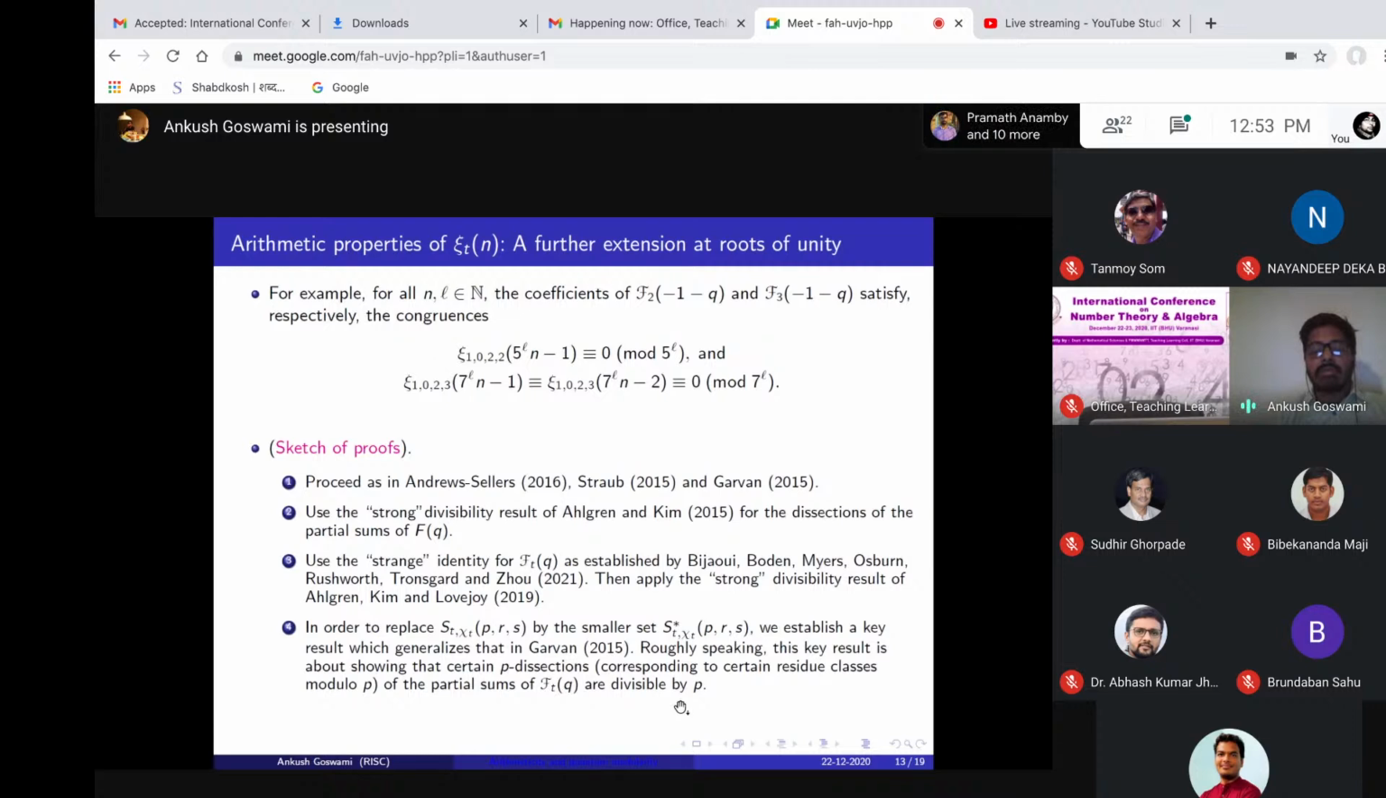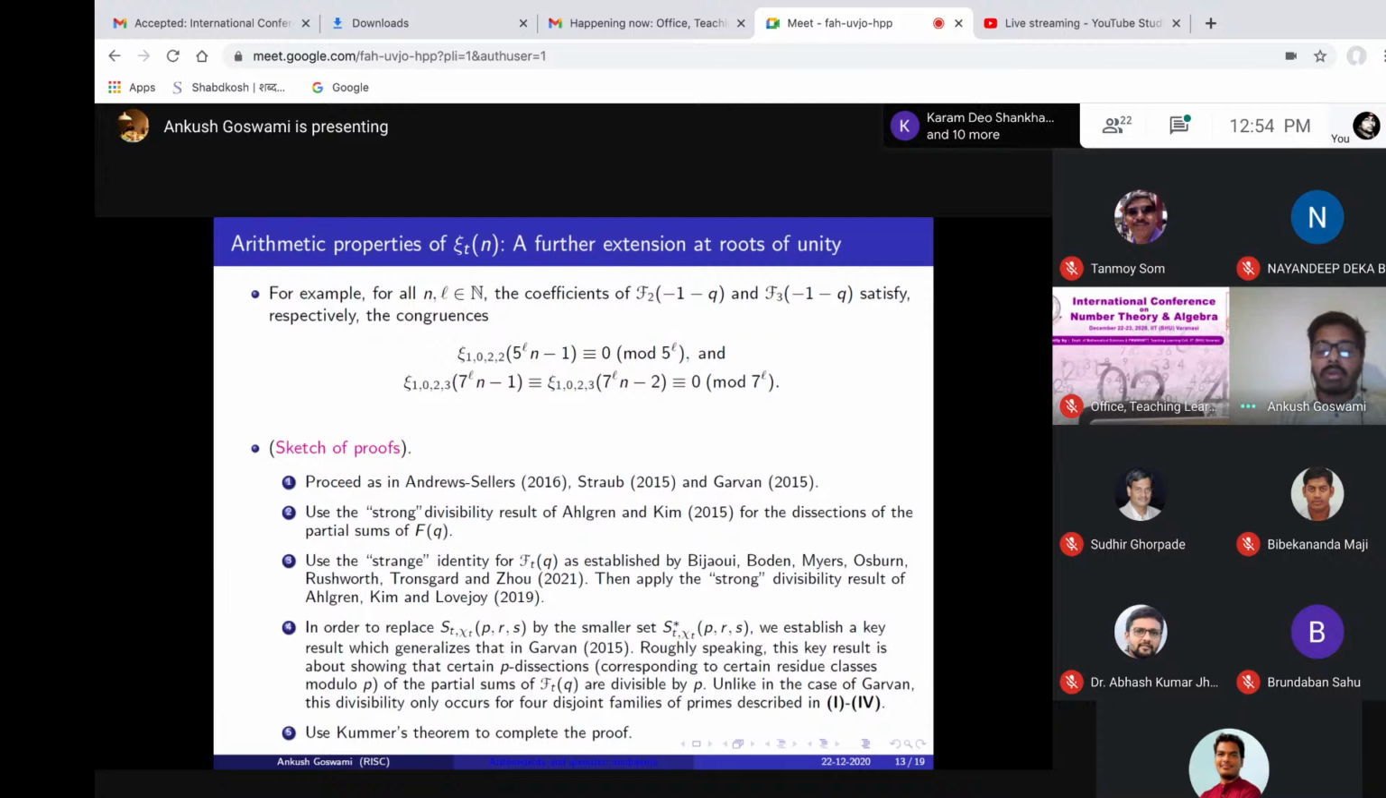And then, as I said earlier, unlike in the case of Garvin, this divisibility only occurs for four disjoint families of primes, which are described in 1 to 4. This is because T is bigger than or equal to 2; you get these four families of primes. So when T is 1, as I said, the union actually gives you the set of all primes. And then finally, you have to use Kummer's theorem to complete the proof. So Kummer's theorem is about the p-adic valuation of the binomial coefficient.